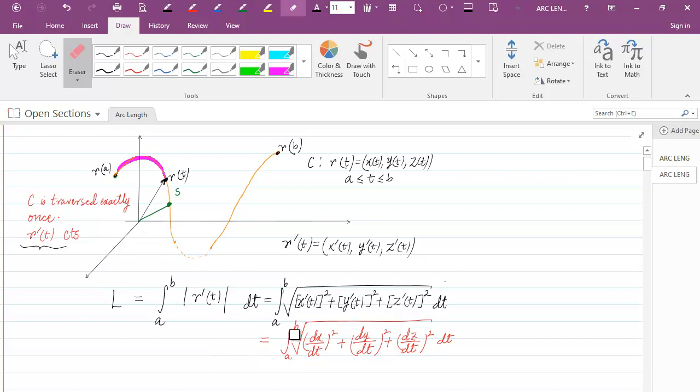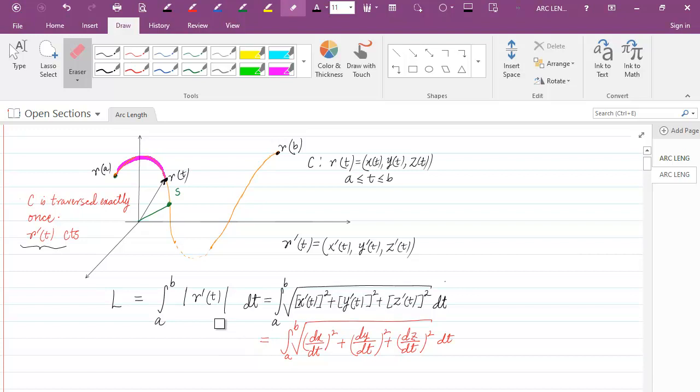to the integral from a to b of the square root of the derivative of x with respect to t squared plus the derivative of y with respect to t squared plus the derivative of z with respect to t squared. Now, if I have a curve in two-dimensional space, then we won't have z of t and we won't have dz dt in the integral formula for the length.